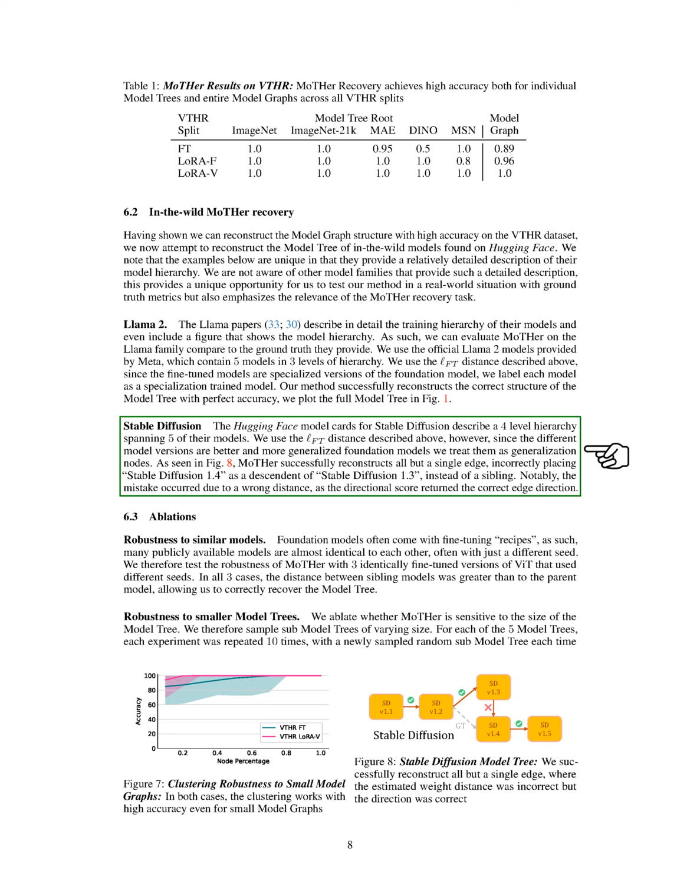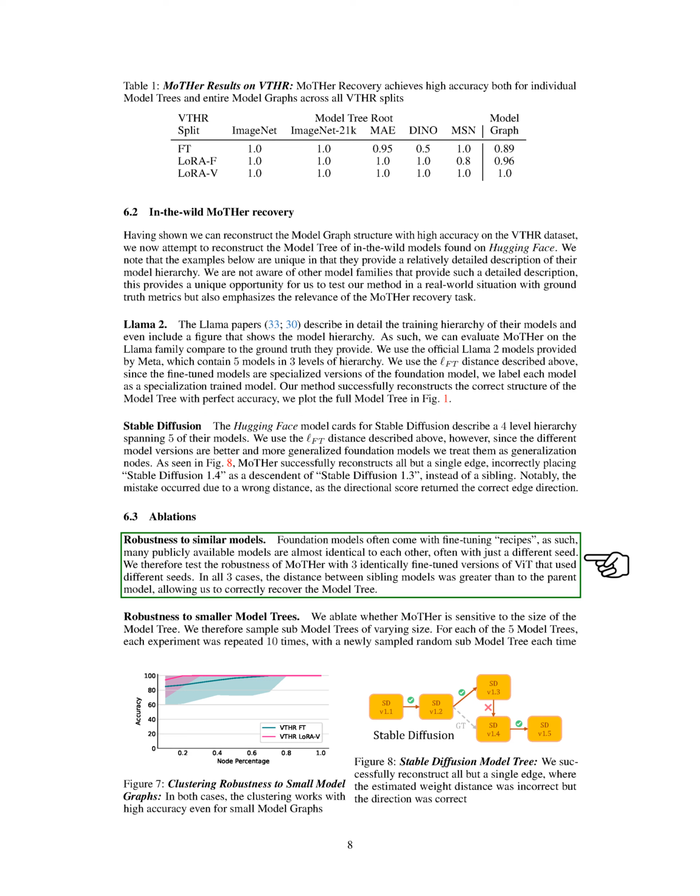Moving on to Stable Diffusion, the Hugging Face model cards outline a 4-level hierarchy encompassing 5 models. We apply the same distance metric as before, but since the different model versions are improved and more generalized base models, we treat them as generalization nodes. MoTHer successfully reconstructs all edges except one, where Stable Diffusion 1.4 is mistakenly placed as a descendant of Stable Diffusion 1.3 instead of a sibling. This error was due to a miscalculated distance, even though the directional score indicated the correct edge direction.